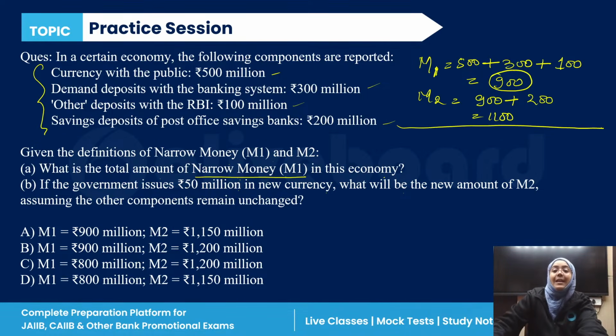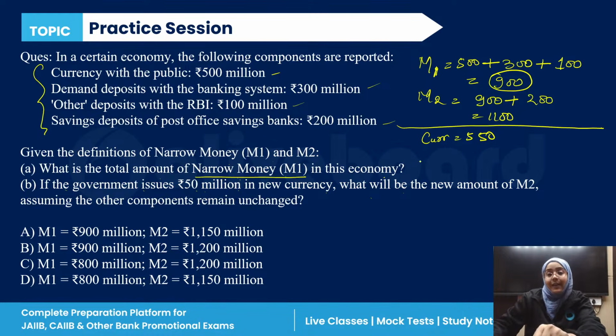So M1 is 900. Now, if the government issues 50 million in the new currency, it means the currency with the public is now 550, right? So what is the new M2?